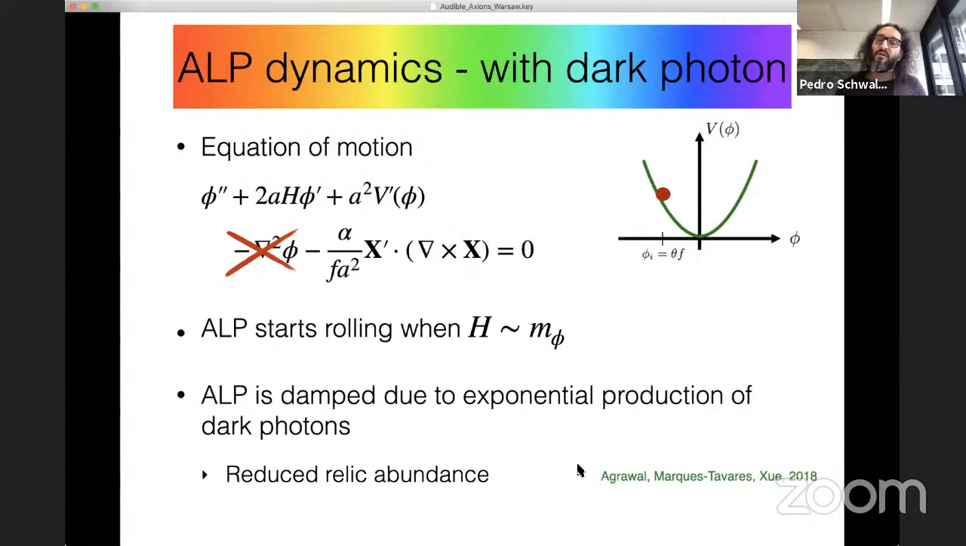And one of the reasons why one might be interested in introducing those dark photons is as a mechanism to reduce the relic abundance, so to make the region of parameter space viable where you would otherwise overproduce axion dark matter. This is something that was pointed out, I think, for the first time in this paper by these people listed here.